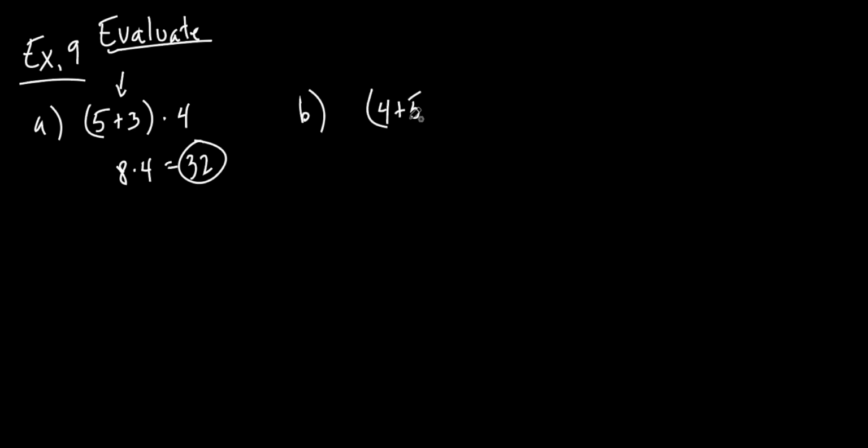4 plus 5, and that's in parentheses. Then we got, they put a dot there. They didn't really need to. They could have just put the two parentheses next to each other, and that would mean that they're being multiplied as well. Would you agree with that? But they put the dot there. That's fine. So again, what do we do first?